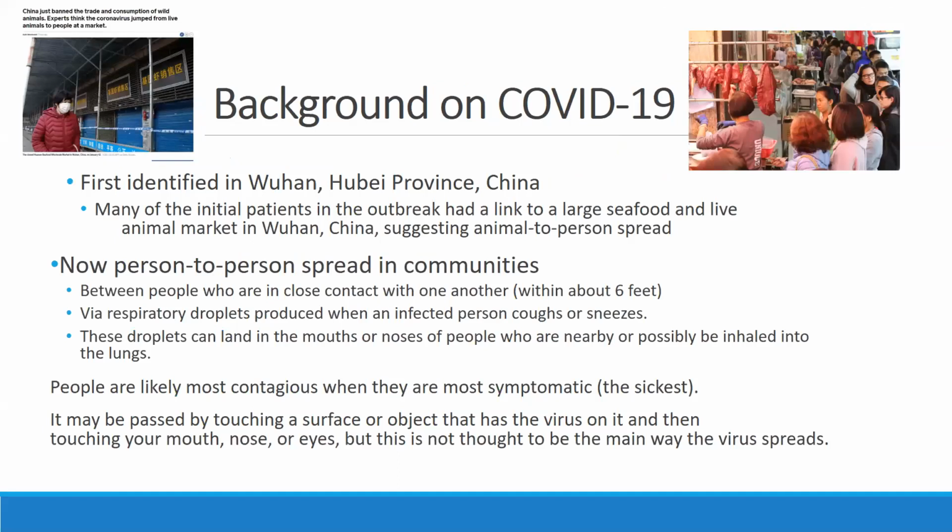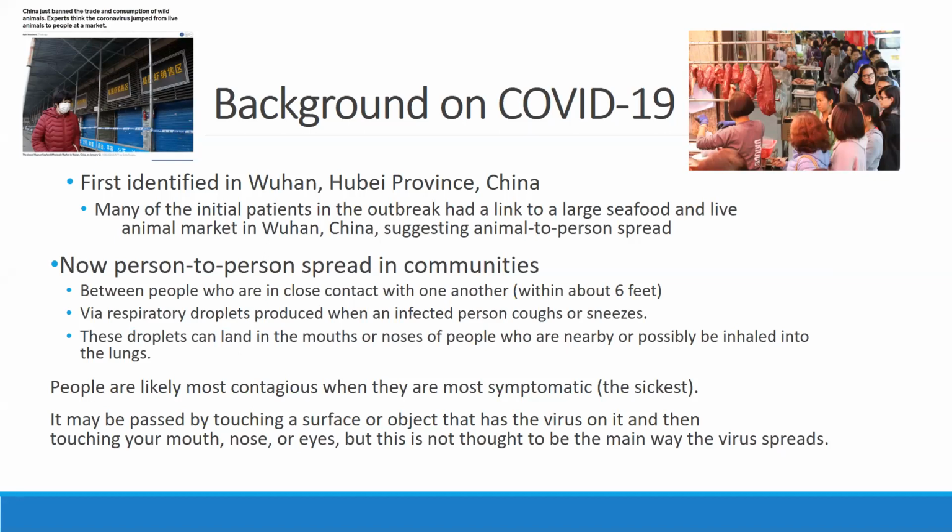So a little more background on this virus. The virus was first identified in Wuhan, China. That's in the Hubei province. And many of the initial cases were associated with a wet market, so a market that sold seafood and animals. And that suggested, the early data suggested potential animal to person spread. But now this virus is spreading person to person throughout communities around the world. And it's especially spreading in people who are in close contact with each other, especially within 6 feet. So we'll talk about this later in the presentation a bit too.